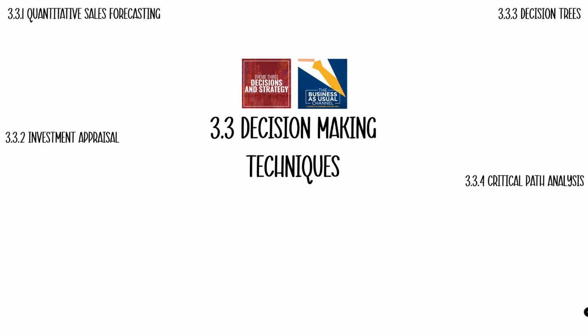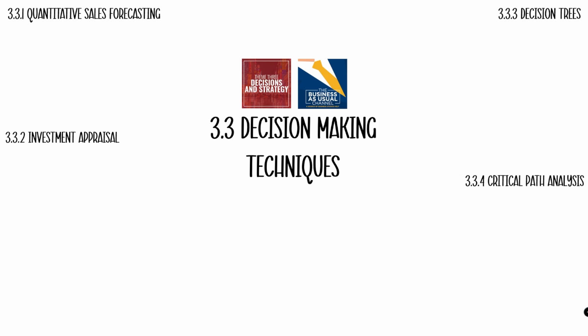This is one of the areas of Theme 3 that students find the most difficult, mainly because of the latter three topics in this unit: investment appraisal, decision trees, and critical path analysis. They all require extensive amounts of calculations and can be quite tricky if you don't come back to them on a regular basis.